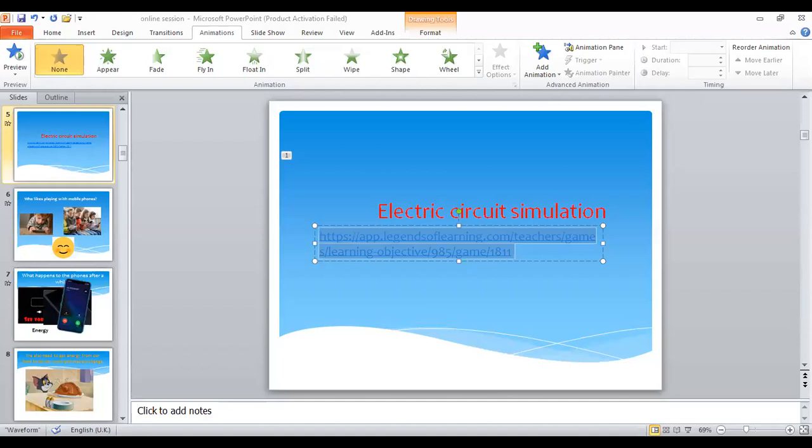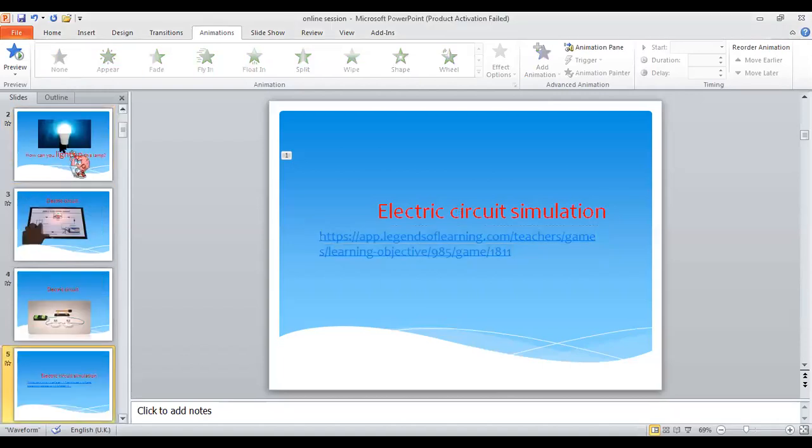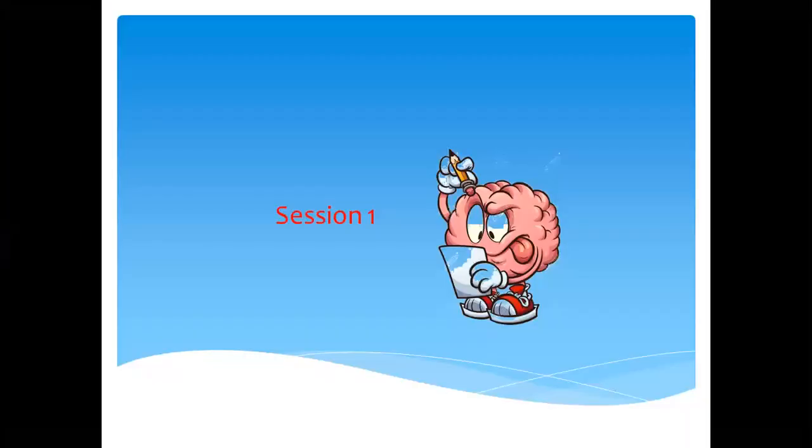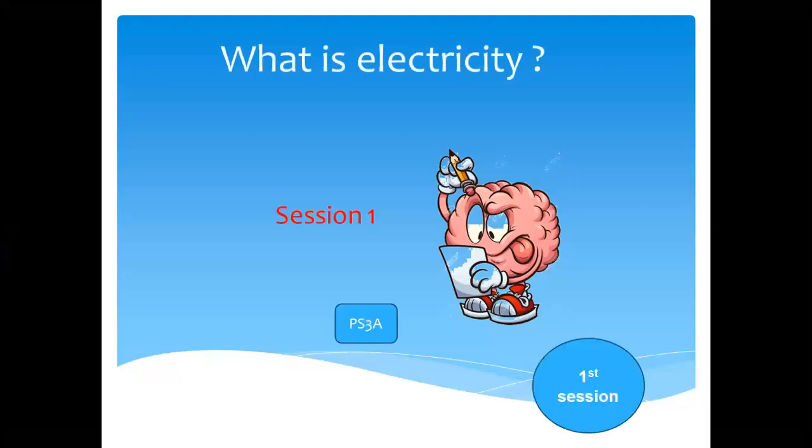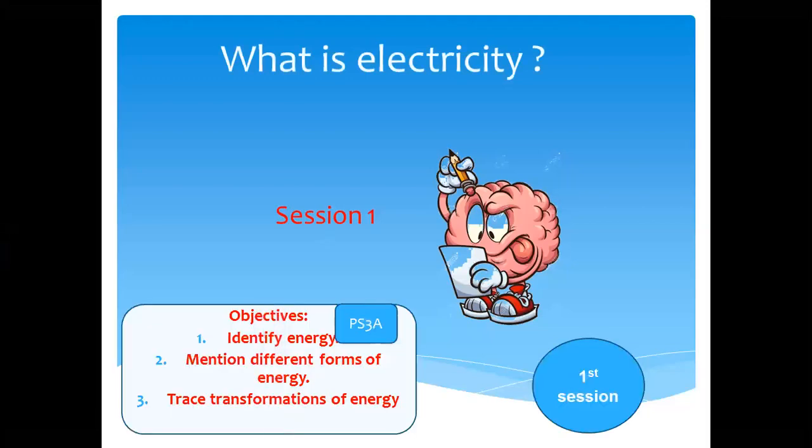Now let's start. Last week we talked about electricity and session 1, and we built the electric circuit. By the end of this summary, we should identify the meaning of energy and mention the different forms of energy and trace its transformation and its transfer. And as I told you before, transformation means change its form, change from one form to another, while transfer means change, move from one place to another.